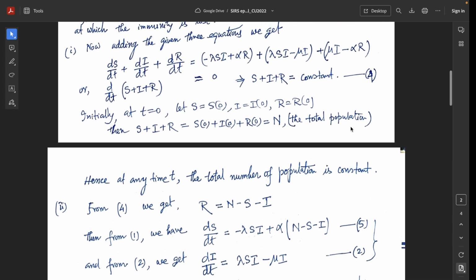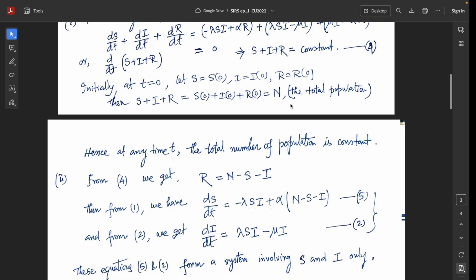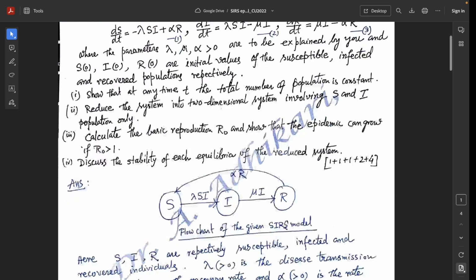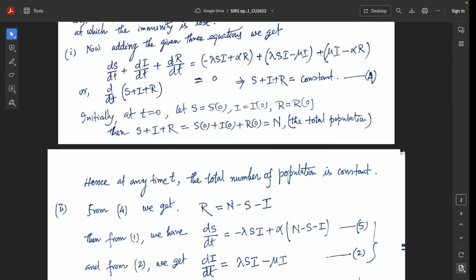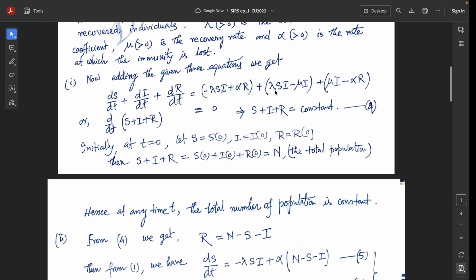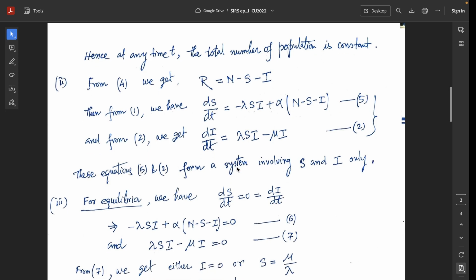Next, from 4, R equal to N minus S minus I. So from equation 1, dS/dt equal to minus lambda SI plus alpha R. We remove this R by using R equal to N minus S minus I. So put this, and from the second equation, dI/dt equal to lambda SI minus mu I. So there is no R here. So we get a two-dimensional system involving S and I. Now we can solve this for S and I.